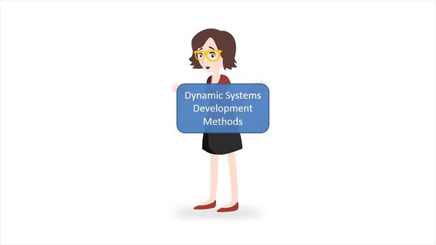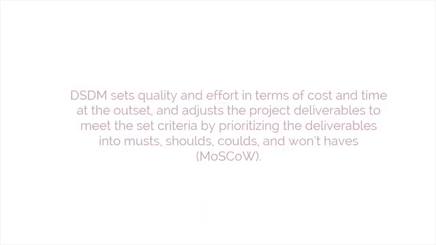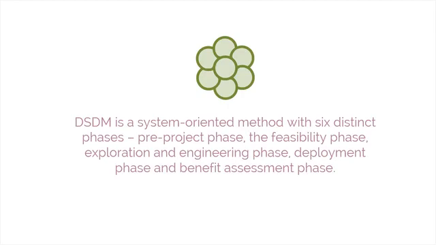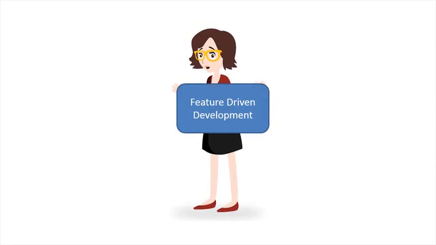The fourth method is Dynamic Systems Development Method. DSDM sets quality and effort in terms of cost and time at the outset and adjusts the project deliverables to meet the set criteria by prioritizing the deliverables into musts, shoulds, coulds, and won't-haves, or MoSCoW. DSDM is a system-oriented method with 6 distinct phases: pre-project phase, the feasibility phase, exploration and engineering phase, deployment phase, and benefit assessment phase.